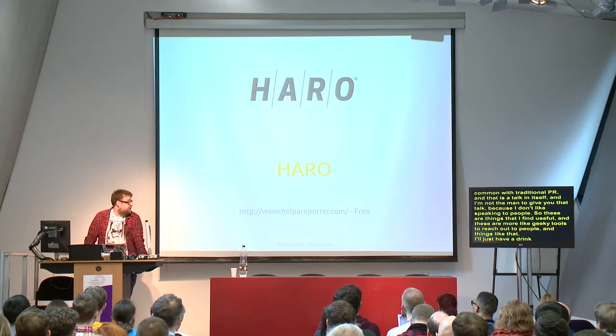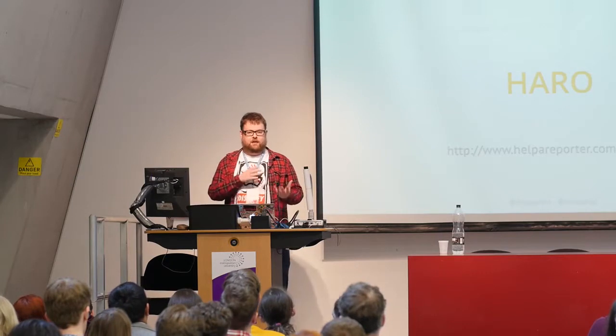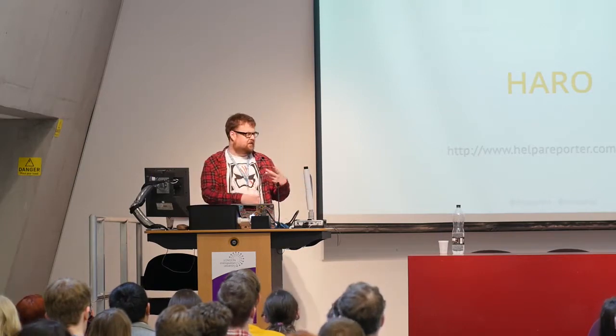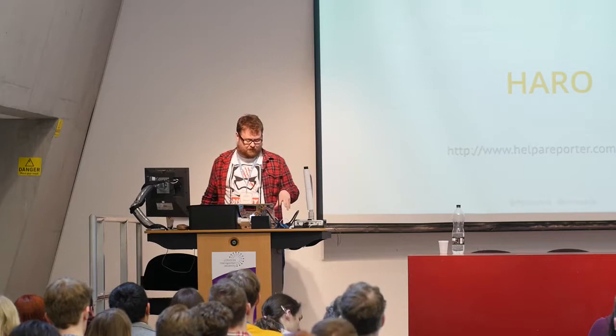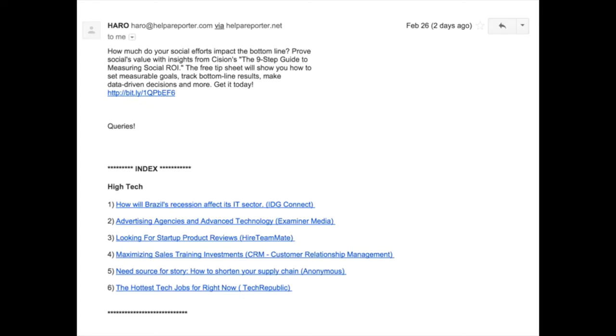Okay, the first one is a tool called HARO, which stands for Help a Reporter Out. And it's free. So what you do is you sign up on this site and you choose your areas of interest. They're things like business, tech, environment, sport, things like that. It also separates by location, so there's a UK list, I think there's a European list, and an Australian list or something like that. And then three times a day, every single weekday, you will generally get an email that looks something like this.